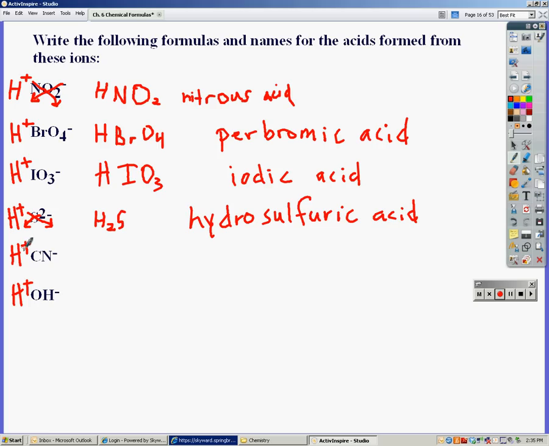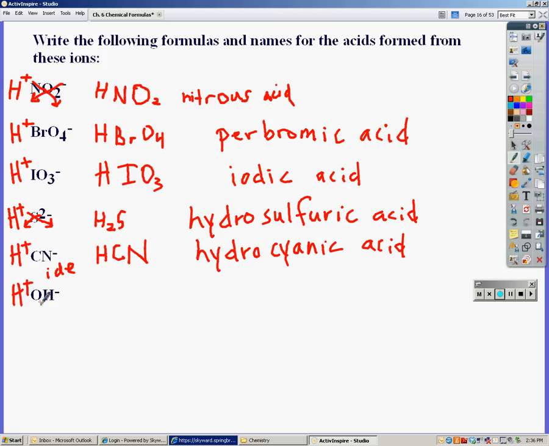Okay, then the next one, again, is just a +1 and a -1, so the formula is pretty easy. Put them together, and then think about what the negative ion is called. CN is called cyanide, so we're following the ide rule, even though it's a polyatomic ion. So we put hydro in front and change I to ic. Okay, so that one would be hydrocyanic acid.